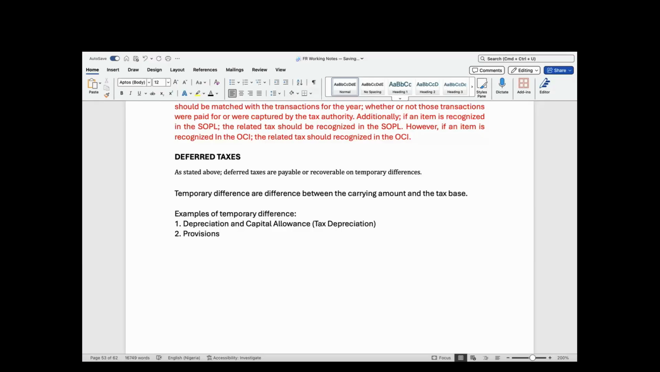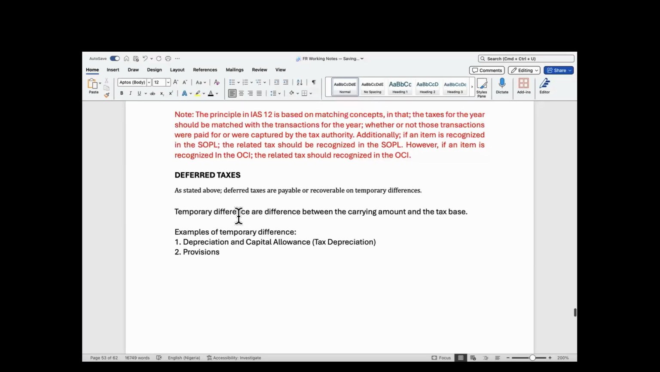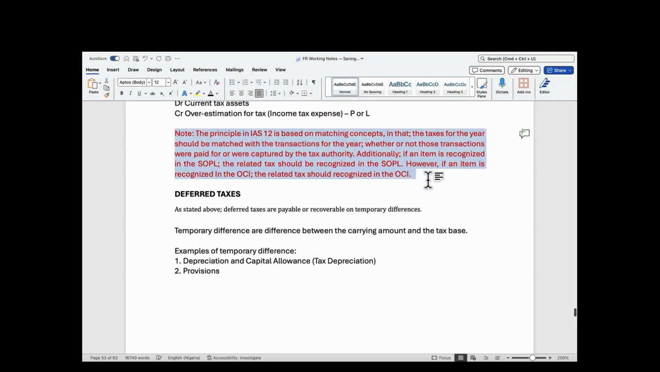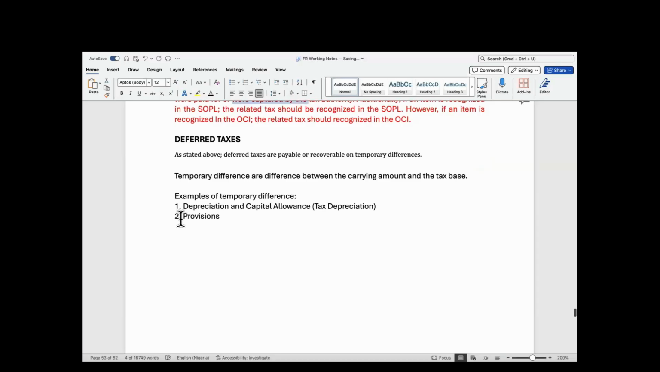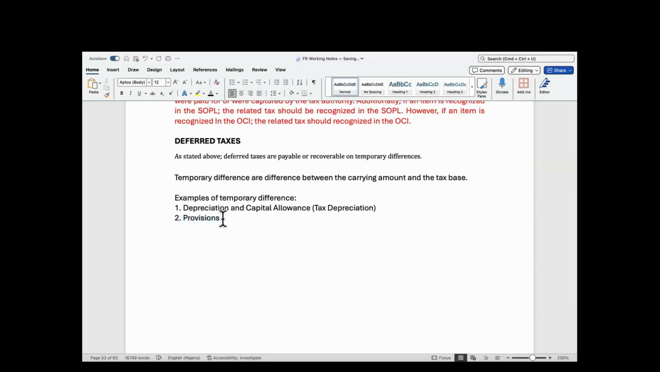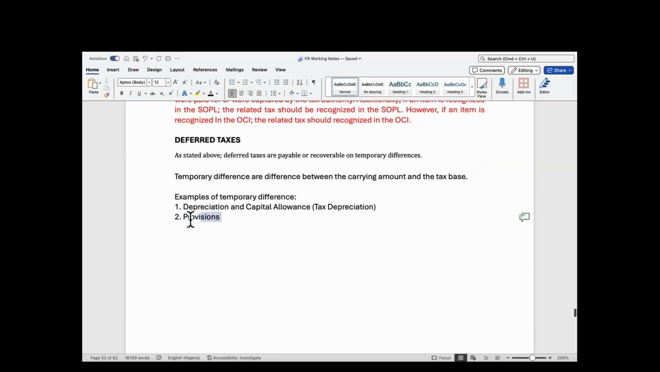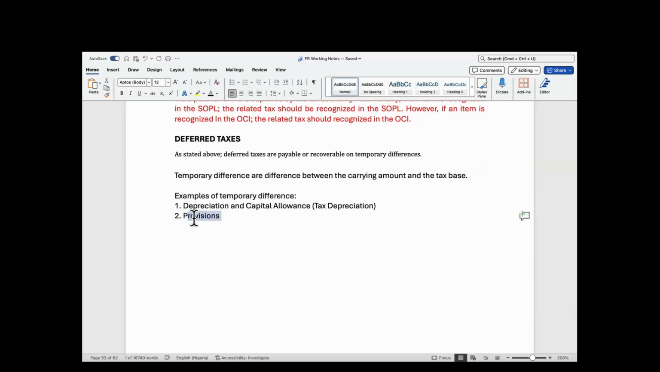Which is what I was explaining here, that we need to ensure that for all transactions that occur for the year, we capture the tax effect, whether or not the transactions were paid for or were captured by the tax authority. So this provision, even though the taxman will not capture it as a deduction for tax, we need to consider the tax implication of it.